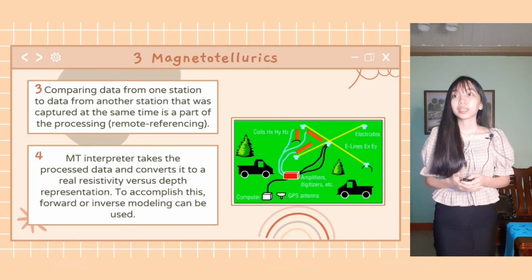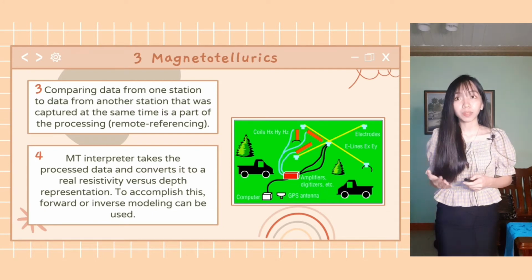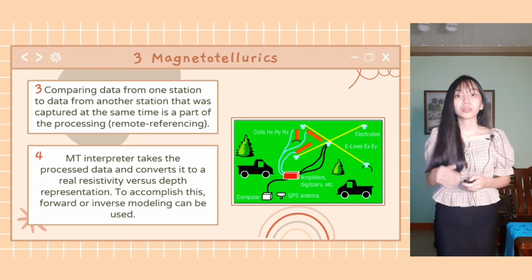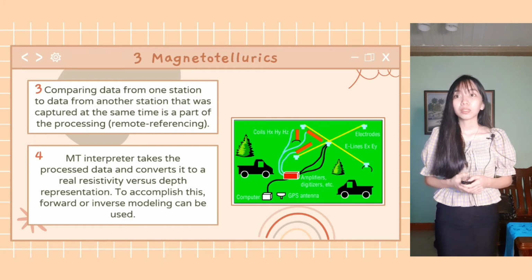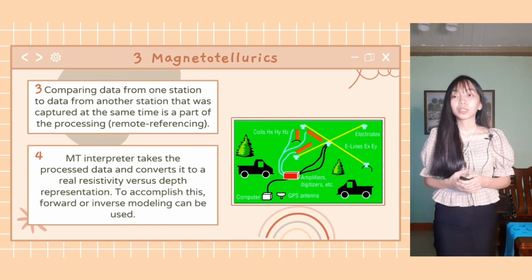Then third, comparing data from one station to data from another station that was captured at the same time is a part of the processing, and this process is called remote referencing. Fourth, the MT interpreter takes the processed data and converts it to a real resistivity versus depth representation. To accomplish this, forward or inverse modeling can be used.